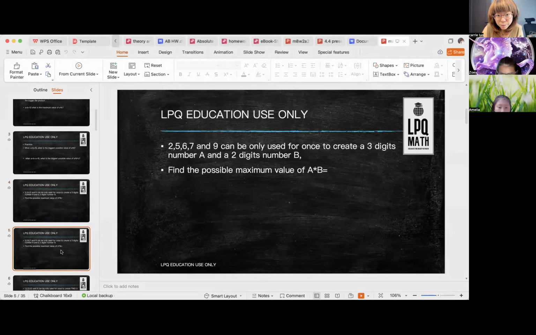Okay, so let's take a look at this one, okay? We have 2, 5, 6, 7, 9, and it makes one 3-digit and one 2-digit number, and makes it the bigger the better. Okay? You do it.